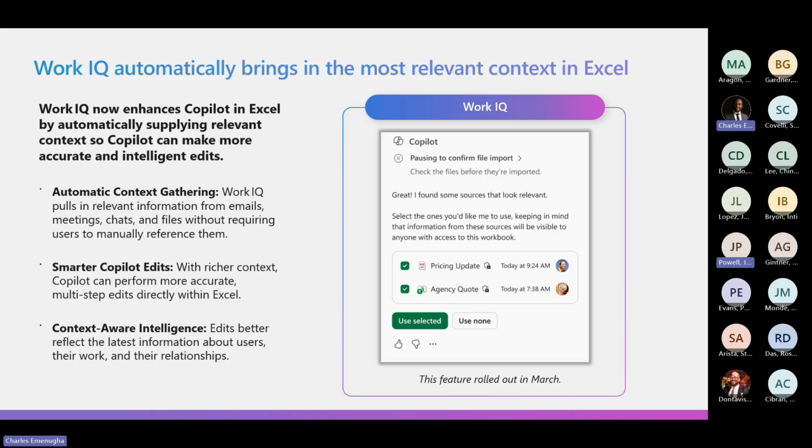This now means that Excel outputs are going to be more aligned to current priorities, relationships, as well as decisions, rather than isolated spreadsheet data. Now, the result here is going to be faster, more intelligent edits with much less prompting. And we also rolled out this capability in March.